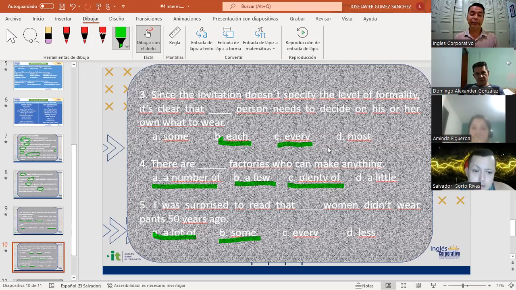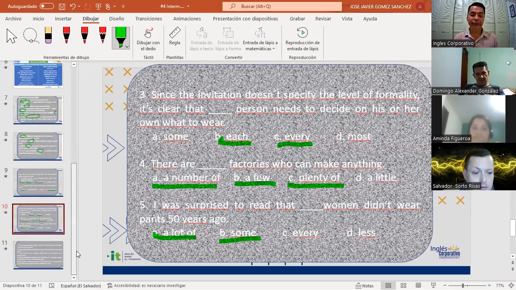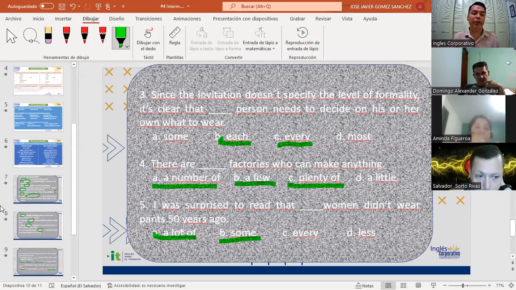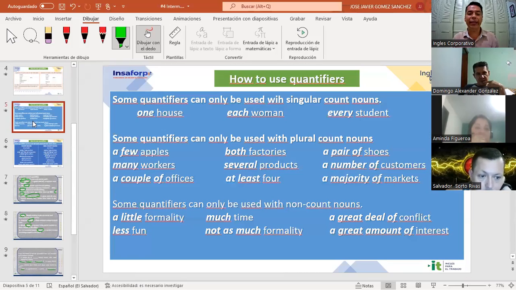So that's correct. Any question, class, so far? I repeat, this is just memorize, and we're going to make a little review. Le voy a enviar la presentación al grupo, como siempre, al grupo de WhatsApp, but let's make a little review, right? One, each, and every, just for singular.